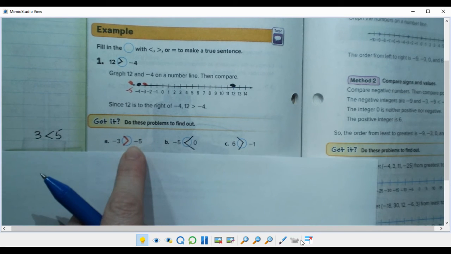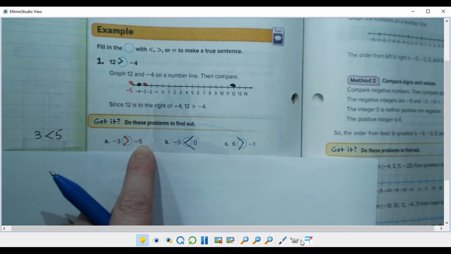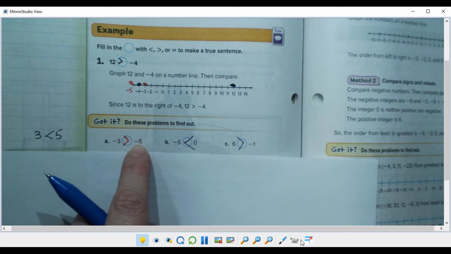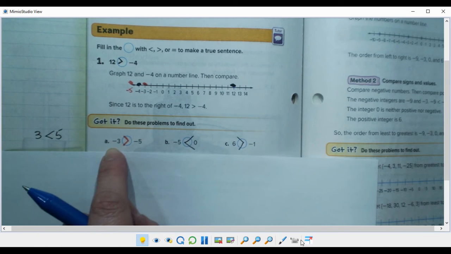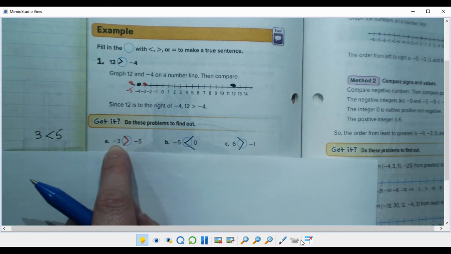Negatives make everything do the reverse, the opposite. So 5 is bigger than 3. That's true. It's further away, but in this case, it means it has more negativeness. -5 is actually a smaller amount than -3. If you think about temperatures, I know they're close, but -5 is colder than -3. It's less. Keep that in mind.